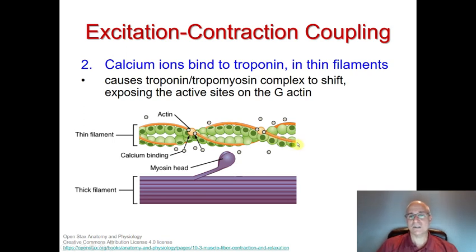So in a sense, the action potential is going to cause the release of calcium. The release of calcium is going to bind to troponin, and that's by changing the shape of the troponin, allowing our active sites or our binding sites on the G-actins to be exposed. So what's going to happen next is our myosin heads are going to be able to plug in, and using a ratchet-like motion, they're actually going to cause the actin and the myosin to slide over one another, at least a little bit.